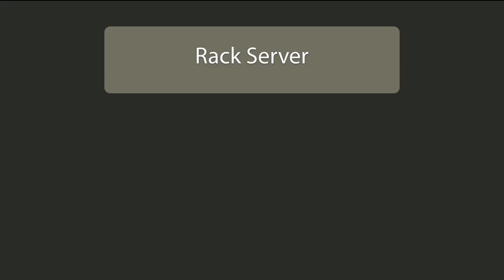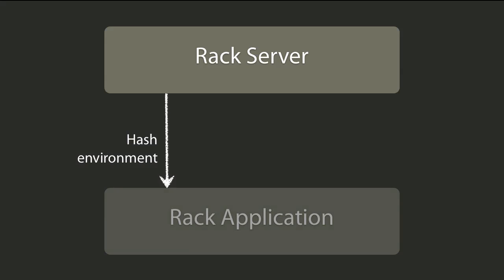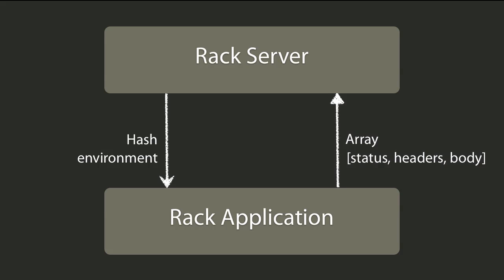The next core concept is rack. In order to understand rack, you only really need to understand two concepts. First of all, there is something called the rack server, and what that rack server essentially does is send an environment down to a rack application, and that's a hash. So a rack application is expecting to receive a hash containing the environment. If you're familiar with CGI, the environment looks a lot like a CGI list of variables. The rack application does whatever it wants, and then it returns back to the server an array containing the status, headers, and body. The status is a number like 200, headers is a hash of additional headers, and the body is simply something that responds to each.